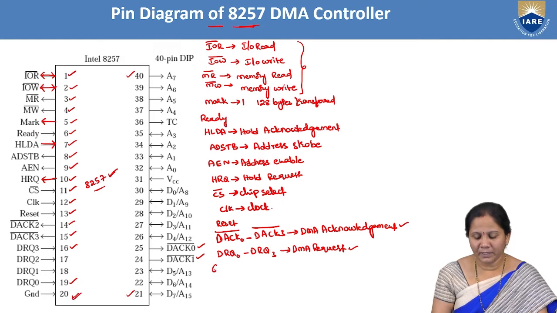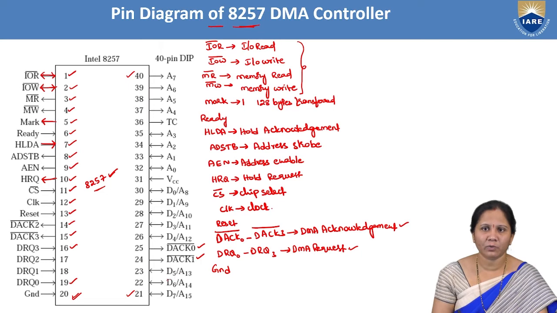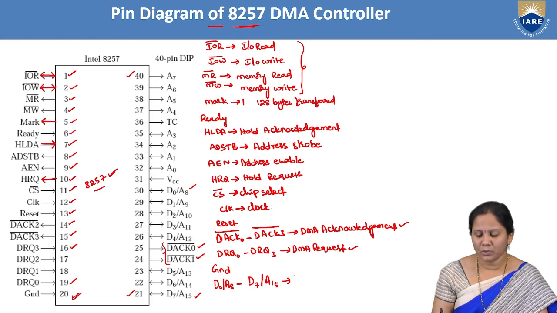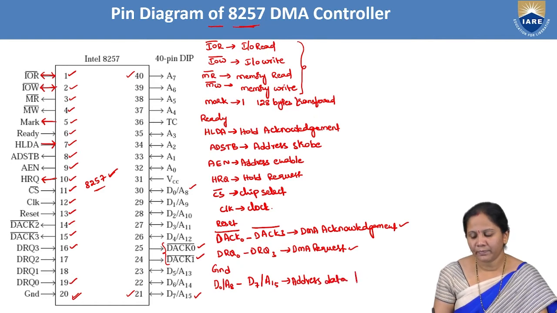And the next, 20th pin is ground. So it represents the ground connection for this 8257 DMA controller. And next, the signals from 21 to 30. Excluding these 2 signals, we have the signals from D0/A8 to D7/A15. Okay, so these are the multiplexed address data lines.